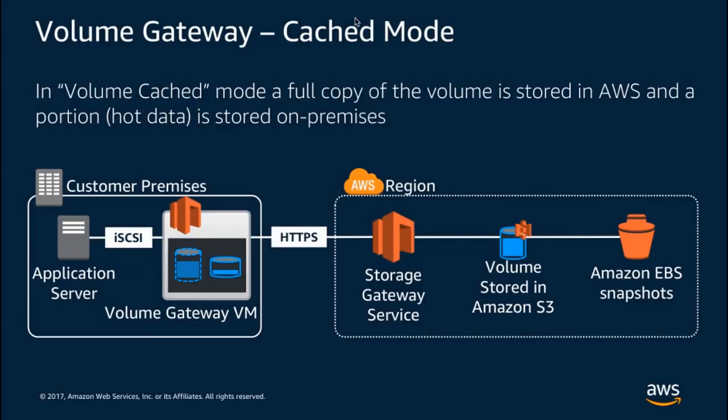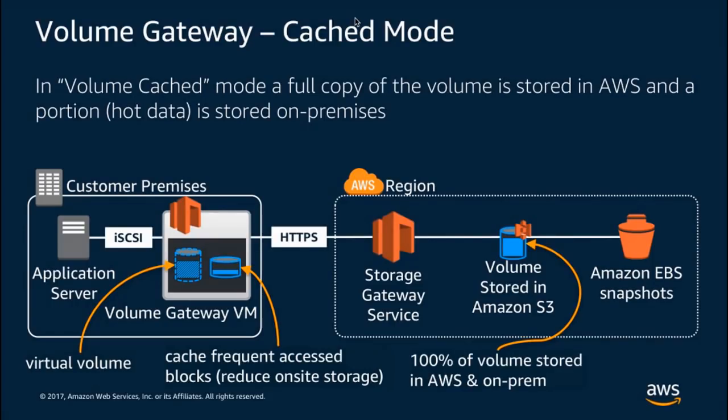Cached mode is the other type of volumes that we provide. Cached is a little different in that in cache, the full copy of the volume is stored on the cloud, but we keep just the hot data on premises. This is a really useful one for scenarios where you want to thin provision your storage on premises, and have a much larger volume of storage in the cloud that is manifested or surfaced to your applications. Very good for backup use cases. And again, we're going to use cached volumes later on in our demo.